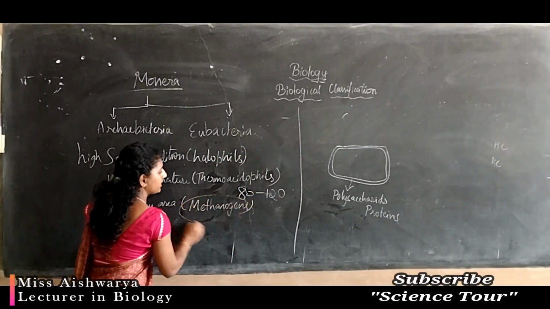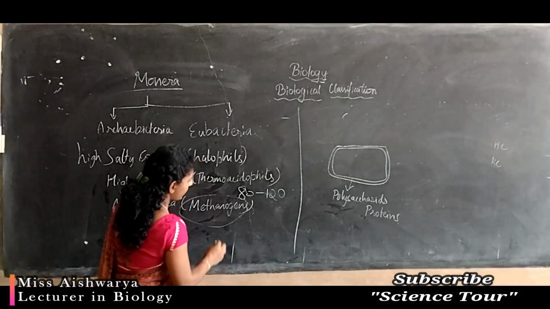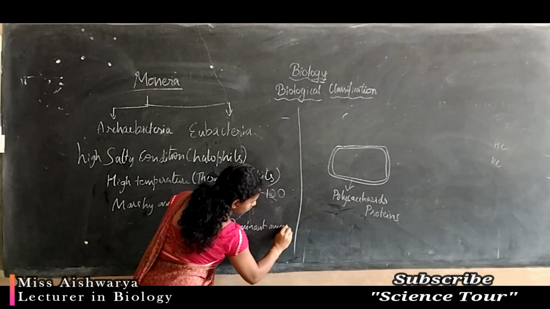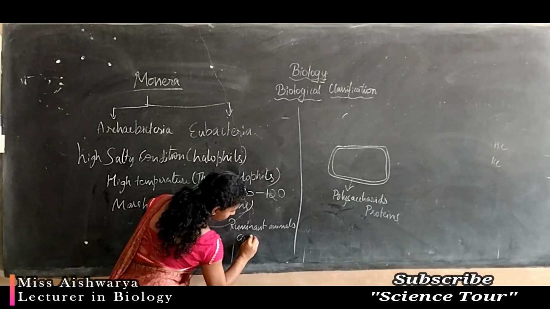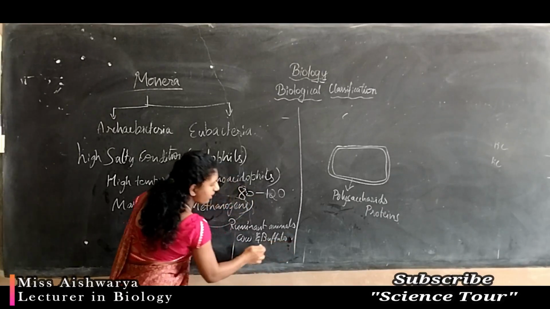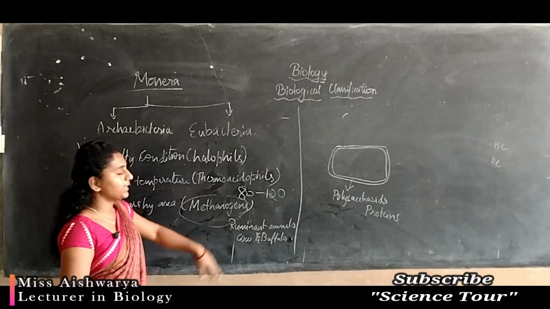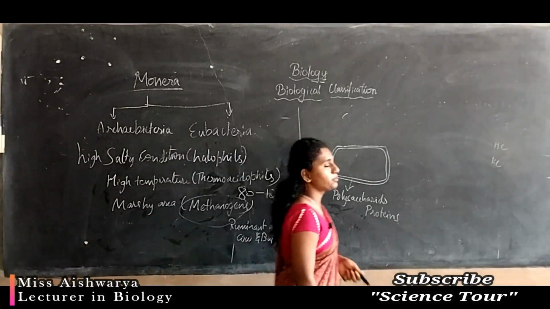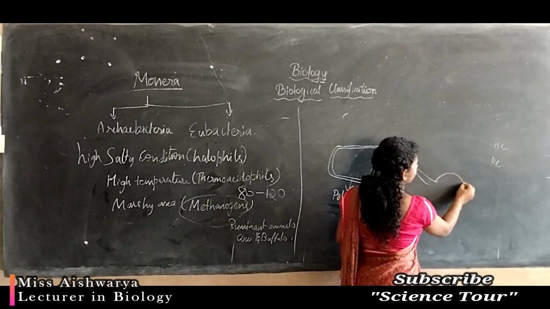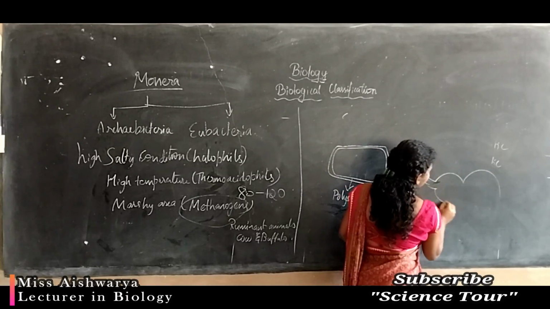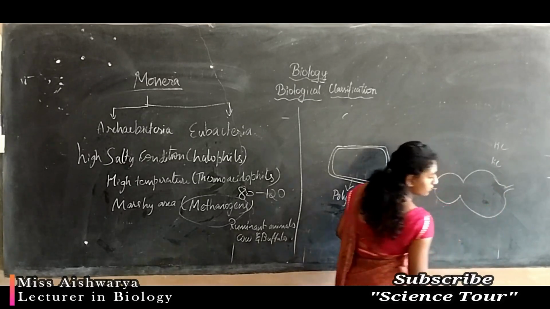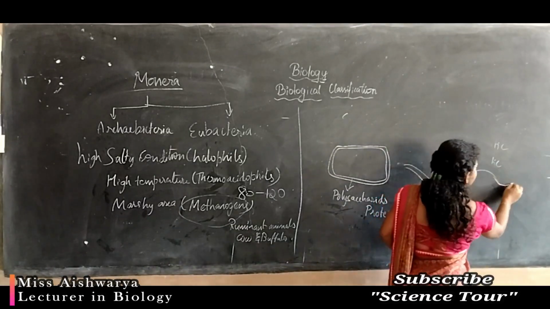And these methanogen bacteria may be present in some ruminant animals like cow and buffalo. Ruminant animals are those that have a special structure in their digestive system. This is the esophagus, which leads to the intestine system.